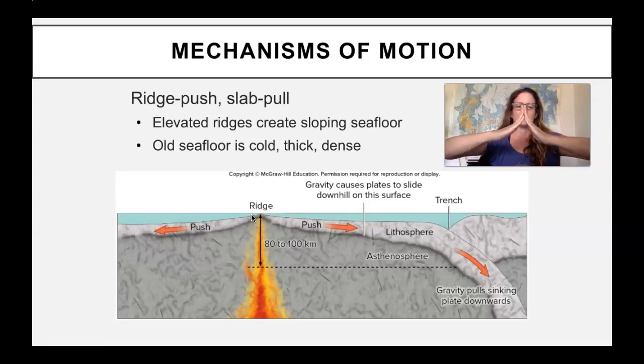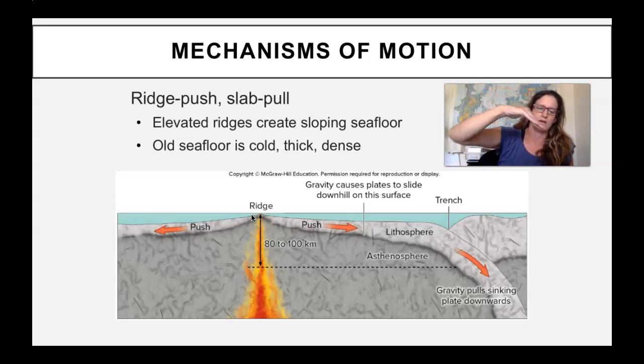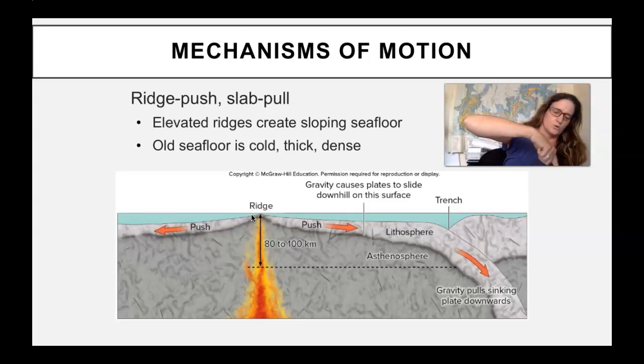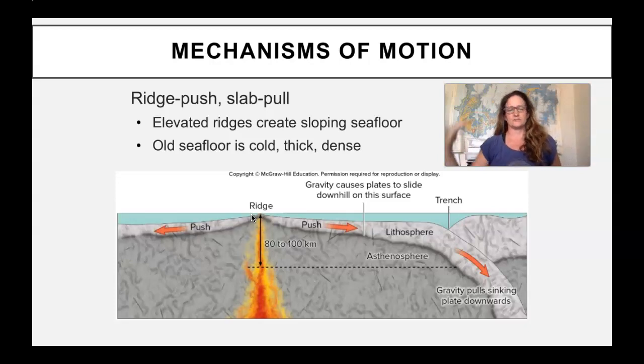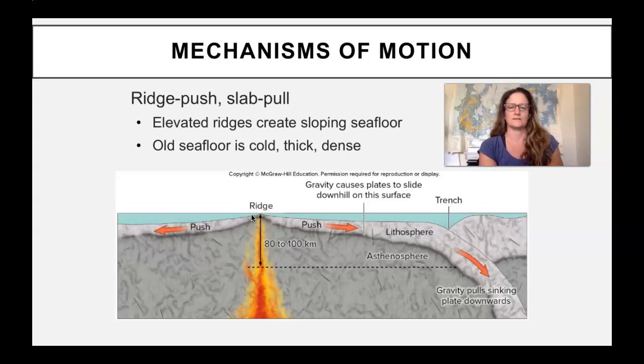So hold your hands like this and pull them apart. They're going to have some push to it. Then on the other side of the ocean basin, there's a slab. There's that cold, dense, heavy oceanic crust. It's huge, right? Like the whole ocean starts going into that subduction zone, and gravity is just going to pull it down in there once it starts. So ridge push and slab pull is a kind of newer idea for what drives plate tectonics.